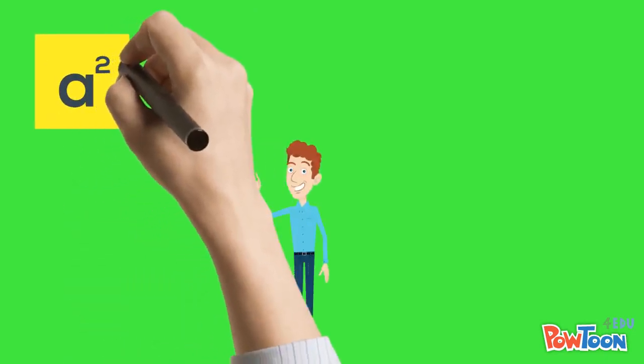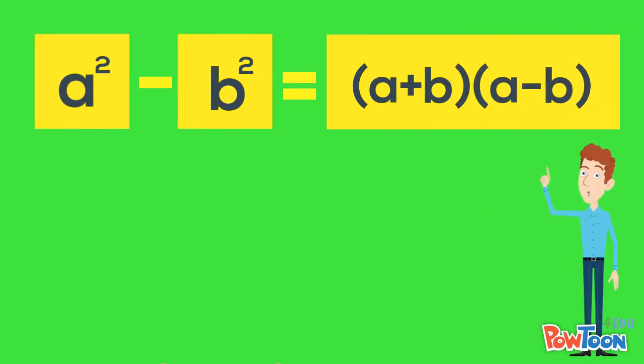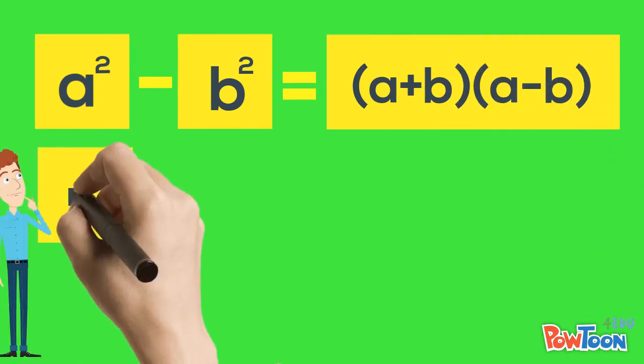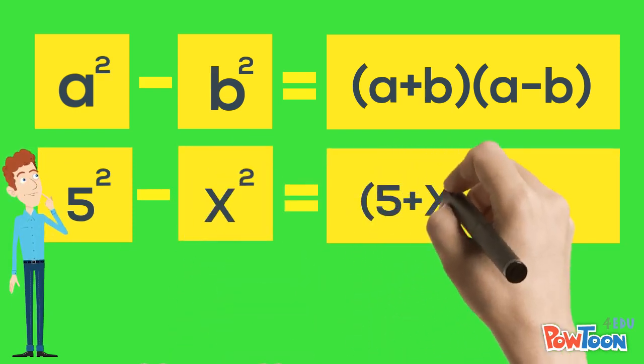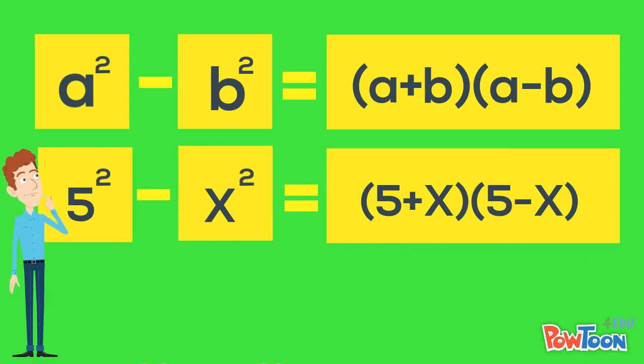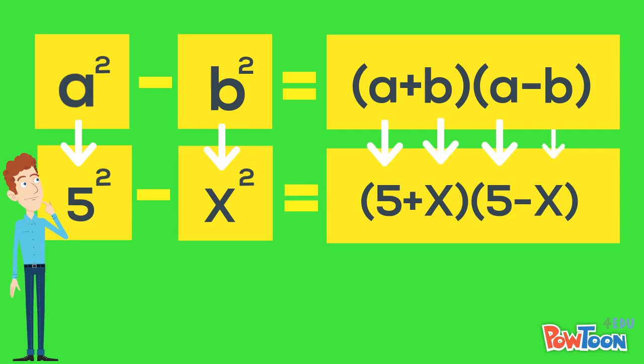Let's try it out. So a squared minus b squared equals a plus b by a minus b. So 5 squared minus x squared should give us 5 plus x by 5 minus x. And this is because instead of a I have 5, instead of b I have x. Will we look at that again?